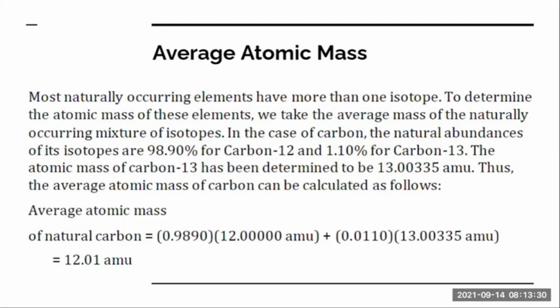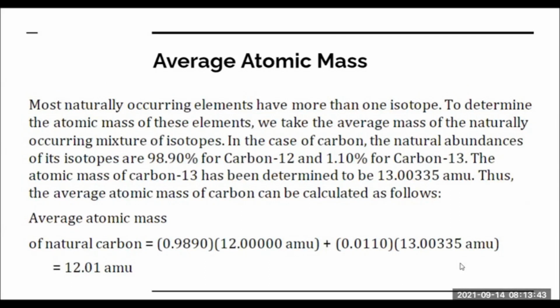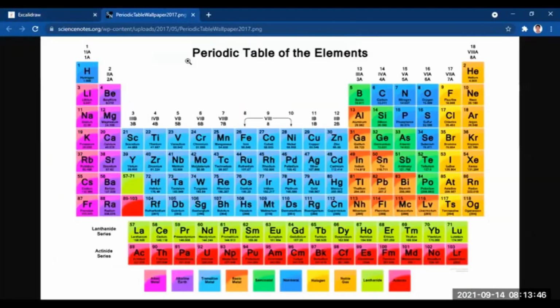Most naturally occurring elements have more than one isotope. By the way, before we proceed to this one, if we take our periodic table, the atomic mass of the element is the number below the element. This one is what we refer to as carbon-12. All right, so let's go back to the presentation.